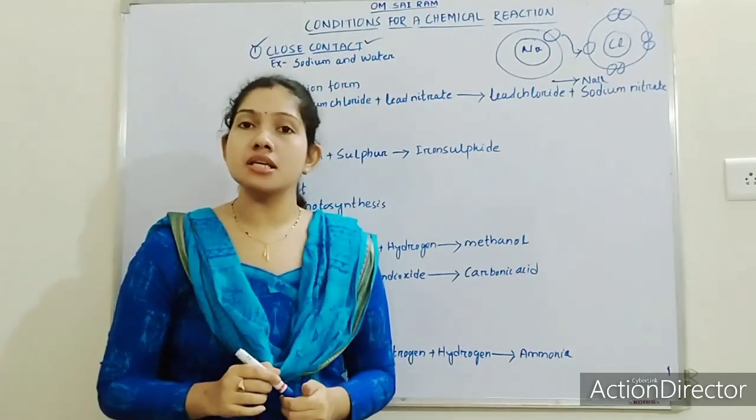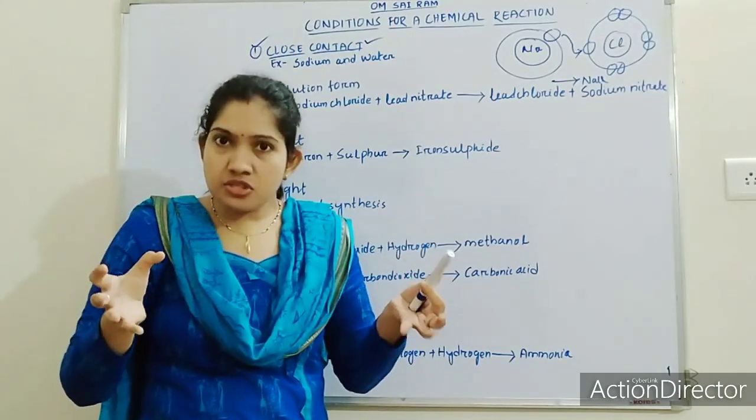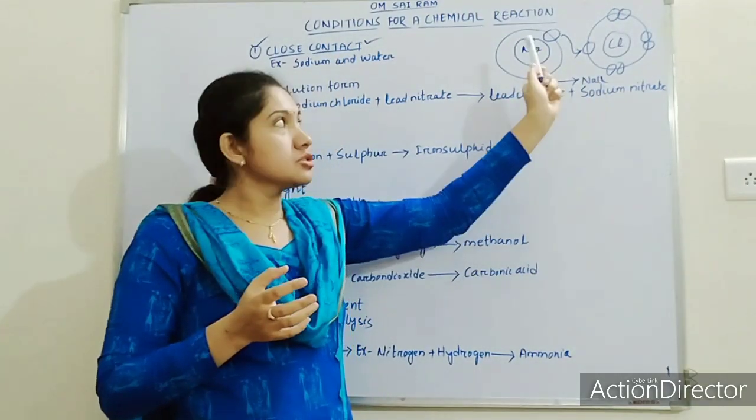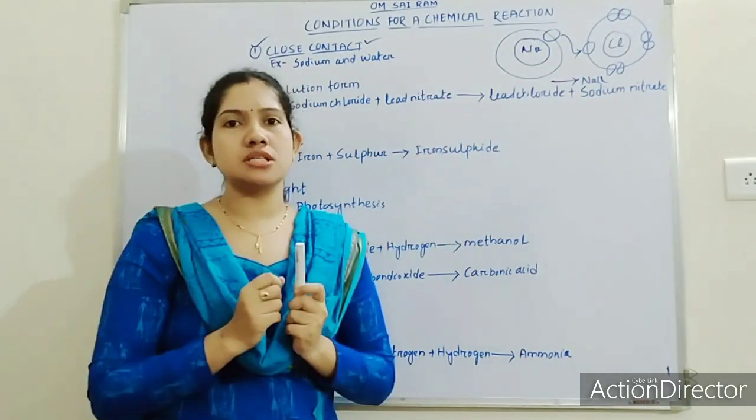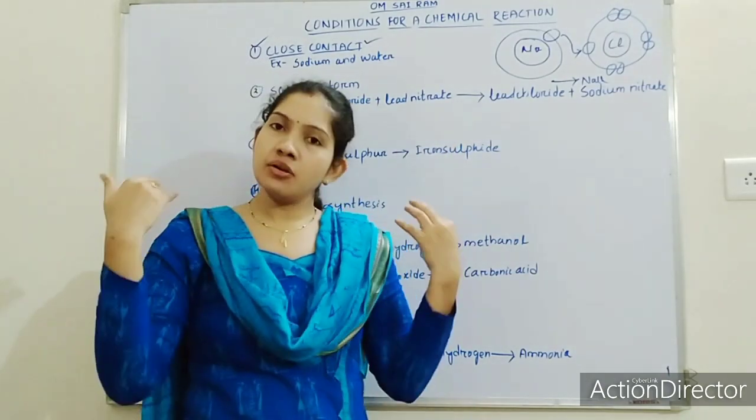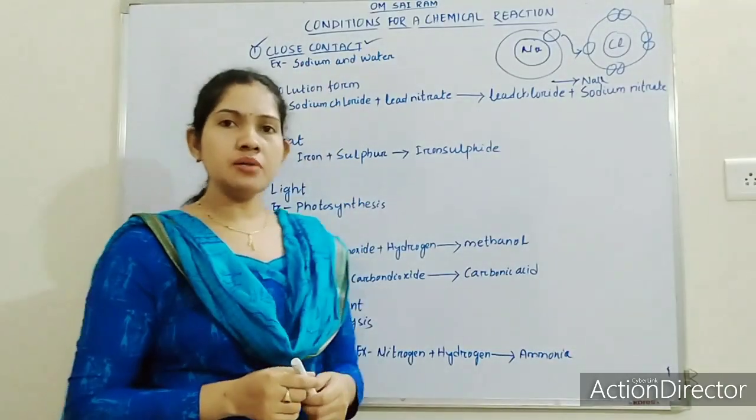Whenever a reaction is taking place, the reactants should be in close contact. These are the reactants and this is the product. The reactants should be close to each other so that the transfer of electrons will be easier and we can get the product. Here one more example we can take: sodium and water.